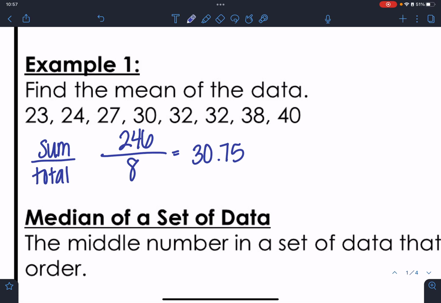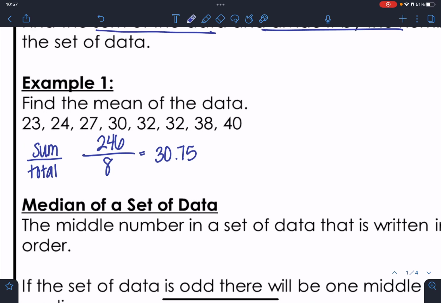I got 240. I got 214 too. It should be 246. Did you count 32 twice? Yeah. Oh, there we go. Oh, yeah. Wow. Yeah, there should be another, because I got 246. There should be one more. There's two 32s there. Okay, so there's your mean.